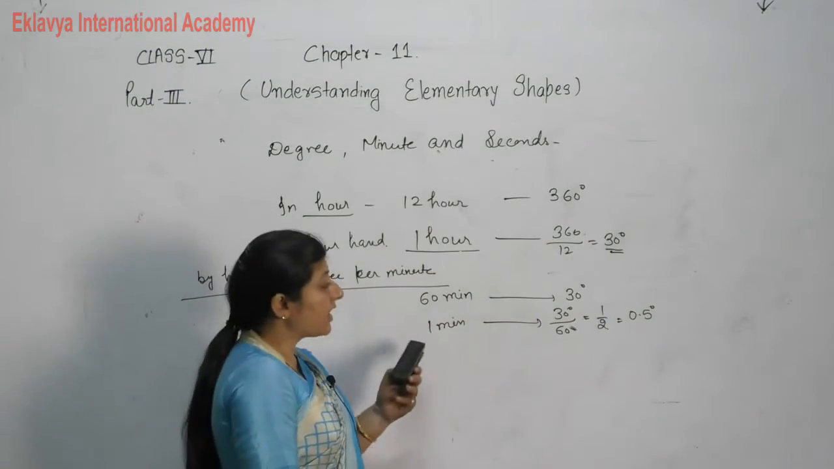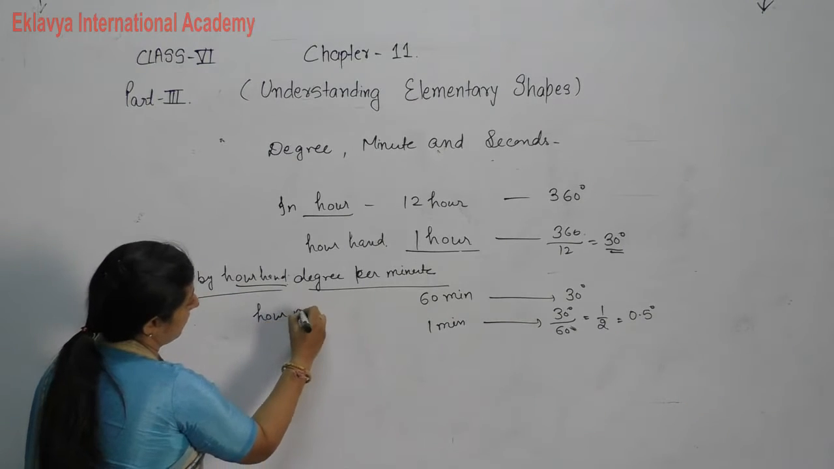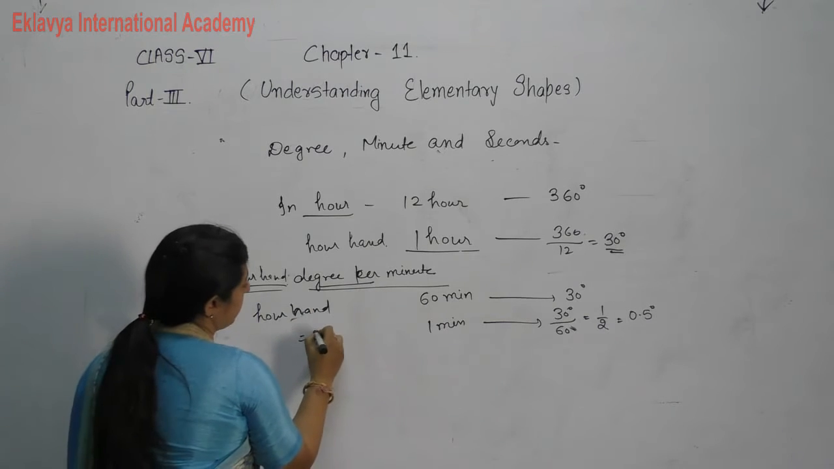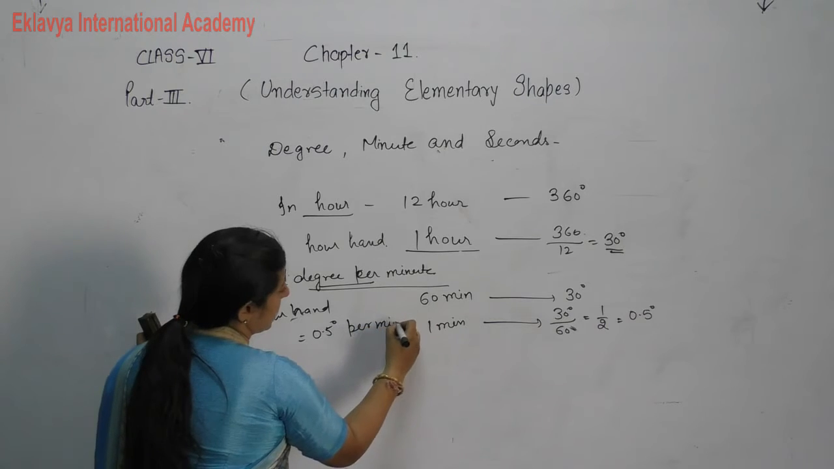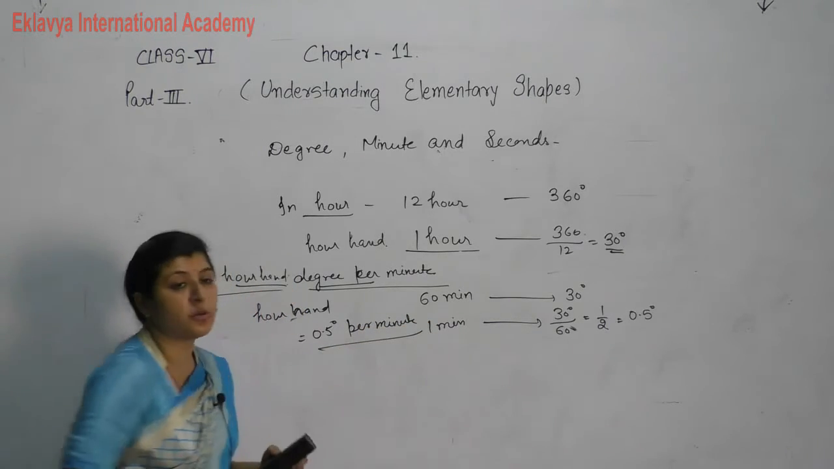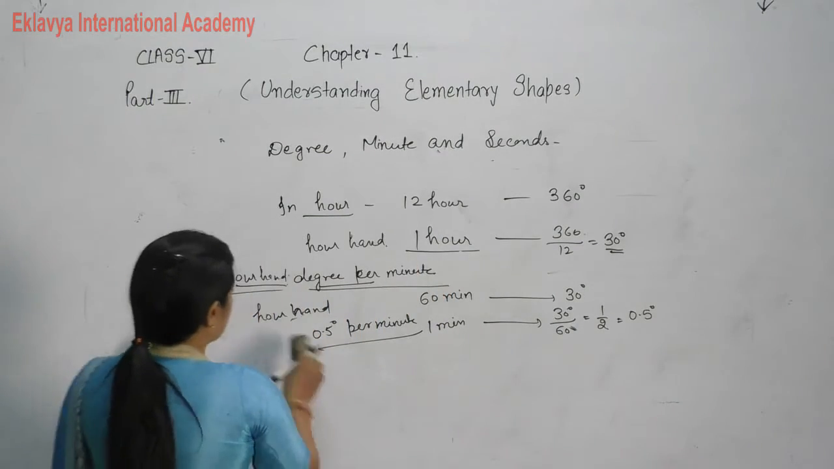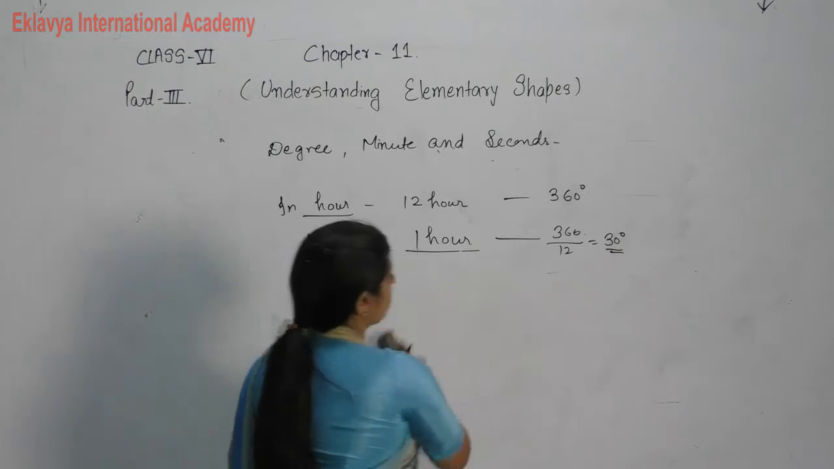So the hour hand makes 0.5 degrees per minute. How many degrees does it make in 1 minute? 0.5 degrees. Okay, now see the next, the minute hand.